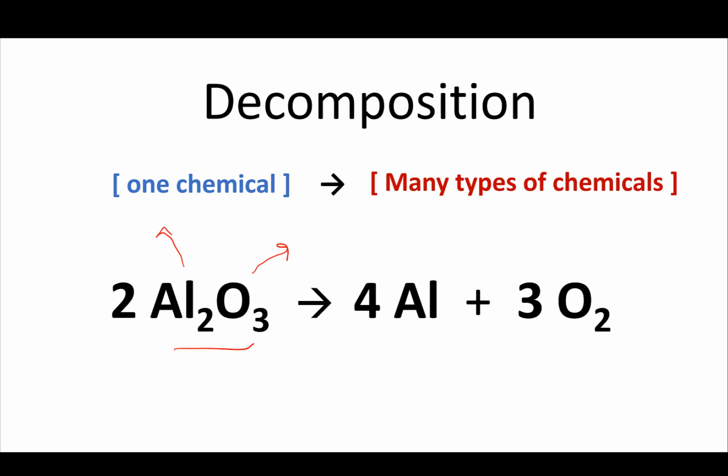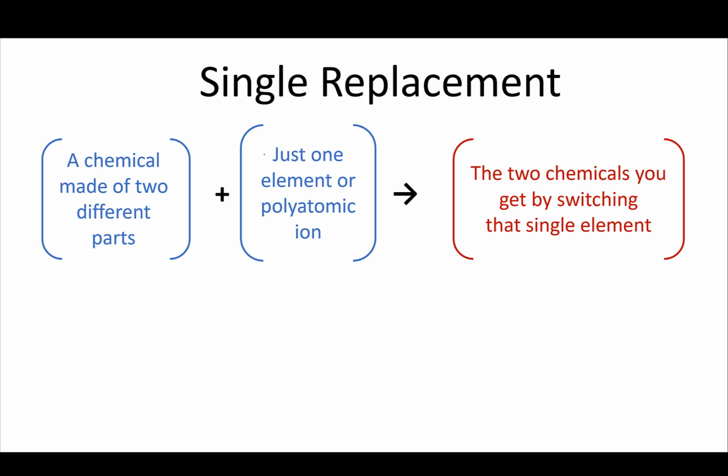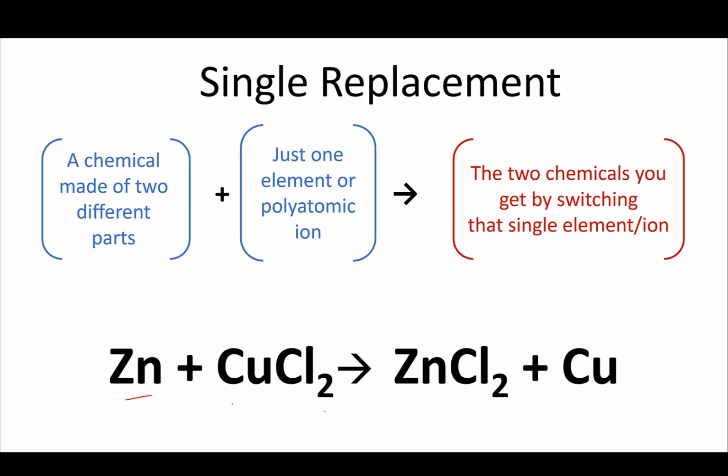Now, single replacement is a little bit different. Decomposition is easy because I have more products than reactants, and synthesis I have more reactants than products, but single replacement, I'm going to have 2 different reactants and 2 different products. You can tell it's a single replacement reaction though, because you look at a chemical made of 2 different parts. Right here I have copper and chloride. Then just one element, or a polyatomic ion. In this case it's just zinc, lonely.